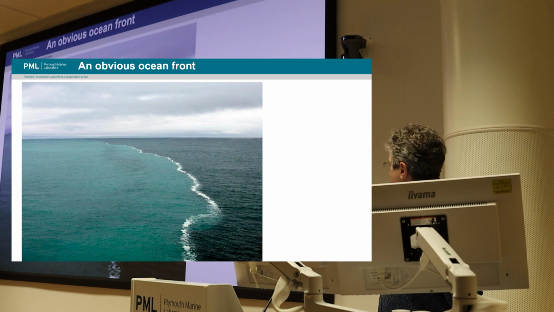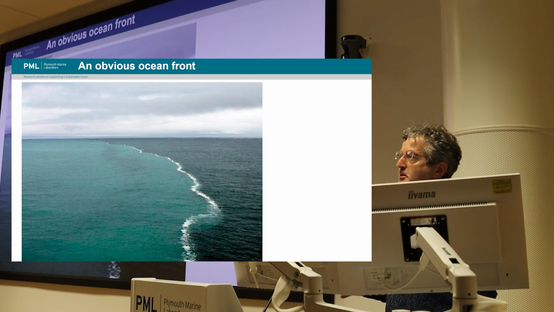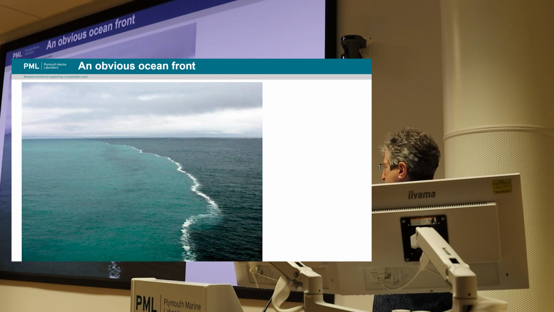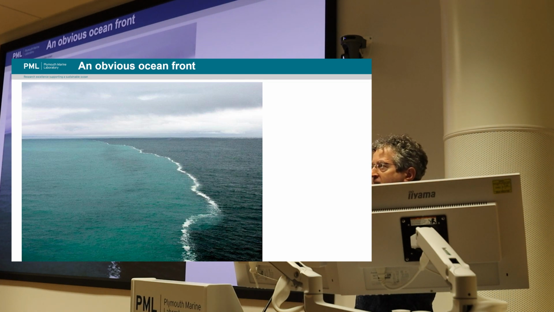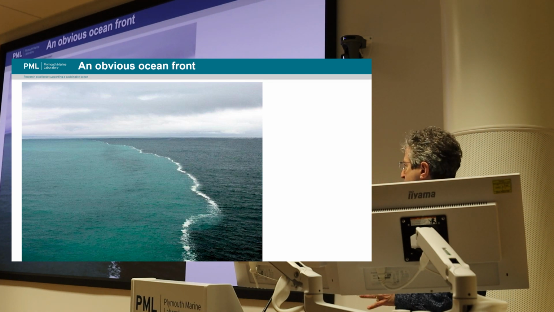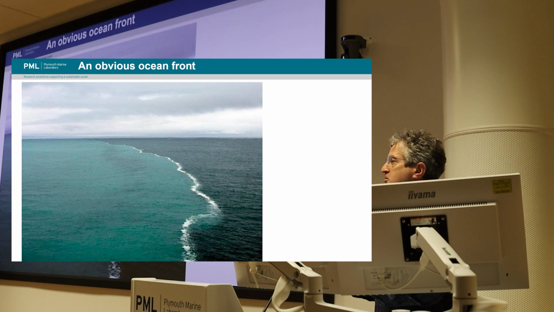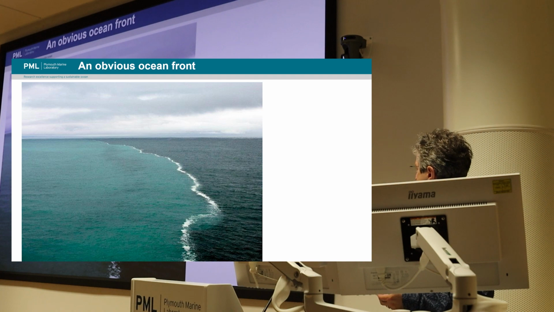But the idea is still the same, that there's a horizontal change in properties like temperature or salinity or density, sometimes colour, as in this example. And these mixing zones in the ocean can be very important for extra nutrients, extra productivity of animals.